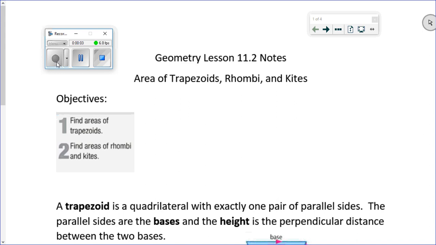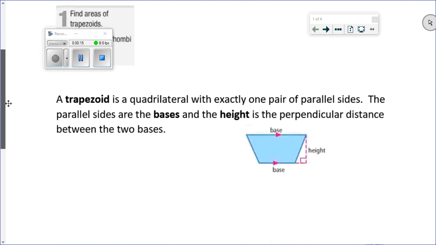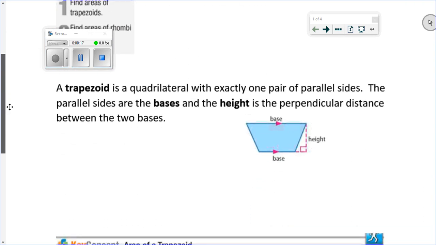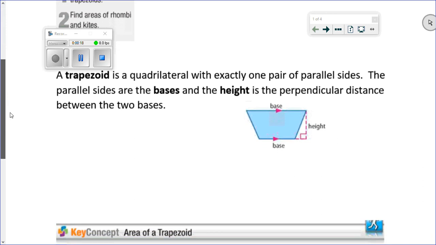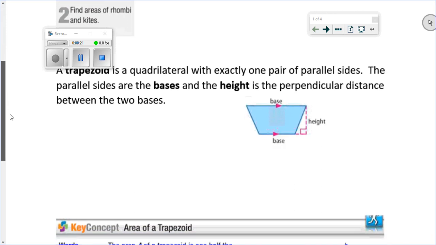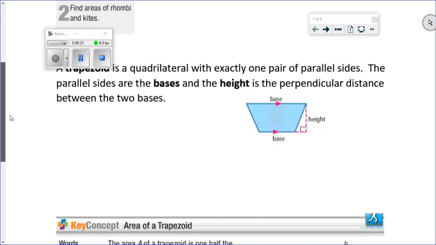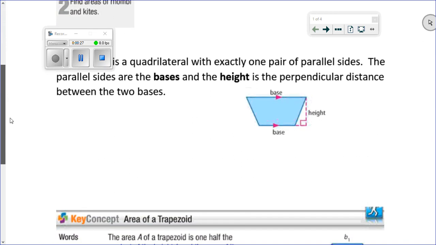Alright, so lesson 11.2, we'll look at areas of trapezoids, rhombi, and kites. Our objectives: find areas of trapezoids and find areas of rhombi and kites. So a trapezoid is a quadrilateral with exactly one pair of parallel sides. Parallel sides are the bases, and the height is the perpendicular distance between the two bases.